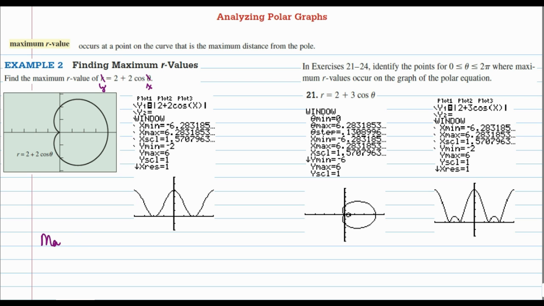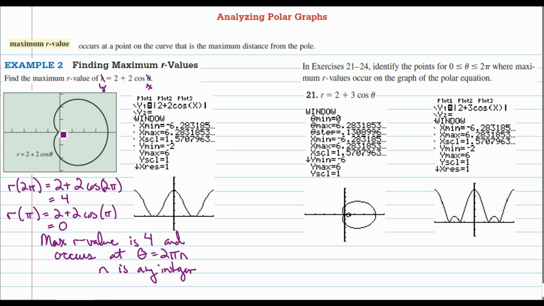So we can say that the maximum r value is 4, and we can say that it occurs at theta equals 2 pi n, where n is any integer. So for example, if I plug in 2 pi, the cosine of 2 pi is 1, 2 times 1 is 2, plus 2 is 4. But if I plug in pi, the cosine of pi is negative 1, 2 times negative 1 is negative 2, 2 plus negative 2 is 0. So numerically we can also see that every multiple of 2 pi is going to have a maximum r value.